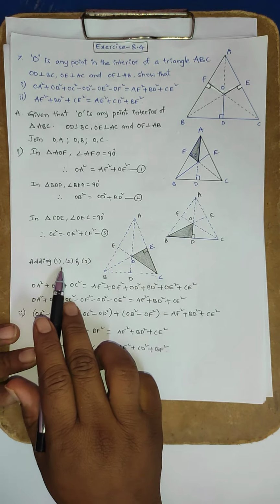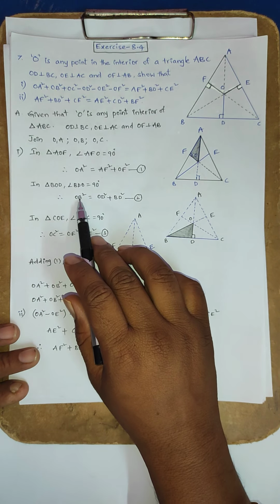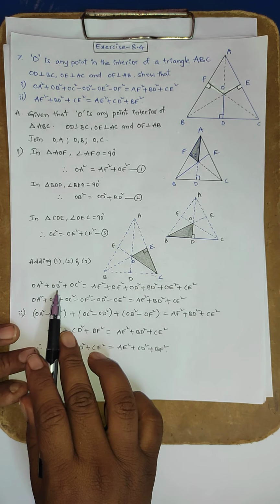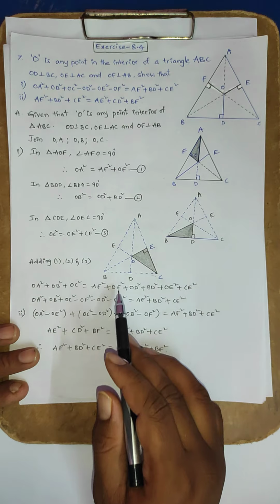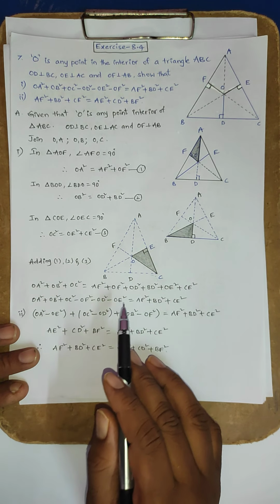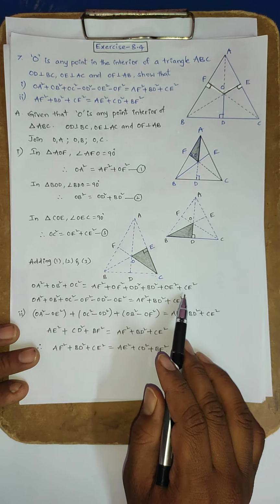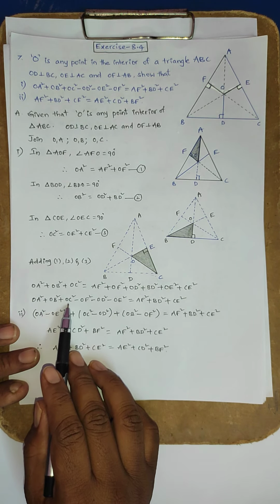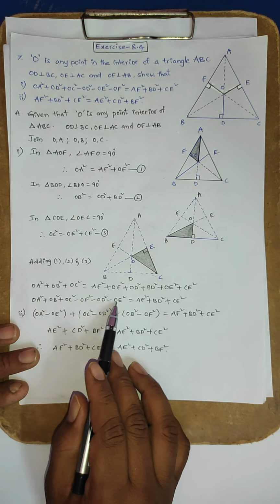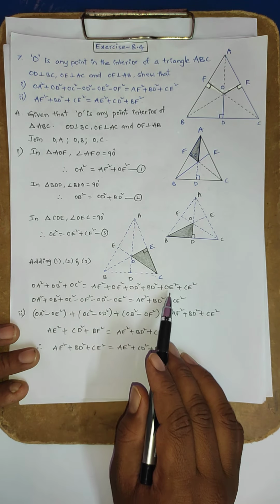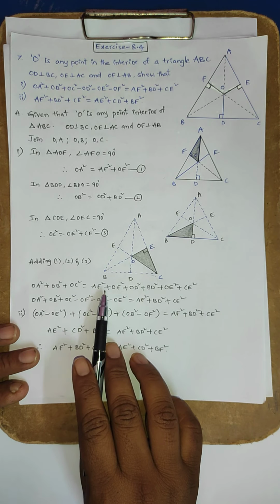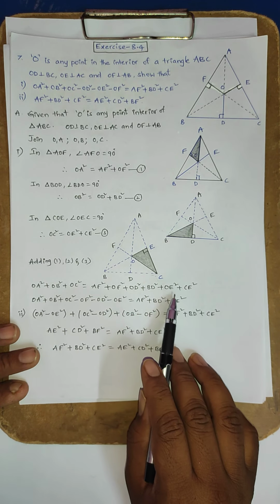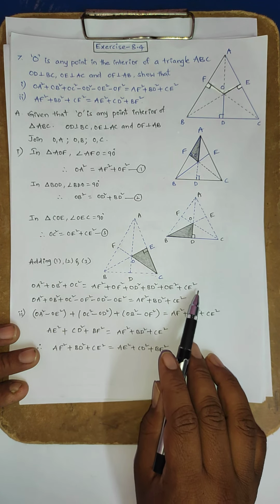Okay, now adding 1, 2, 3. Left hand side, left hand side, left hand side. Right hand side, right hand side, right hand side. OA square, OB square, OC square. Then the remaining base side square plus perpendicular side square we are adding here. Now OA square plus OB square plus OC square, observe carefully where we got this: AF square plus OF square plus OD square plus BD square plus OE square plus CE square.